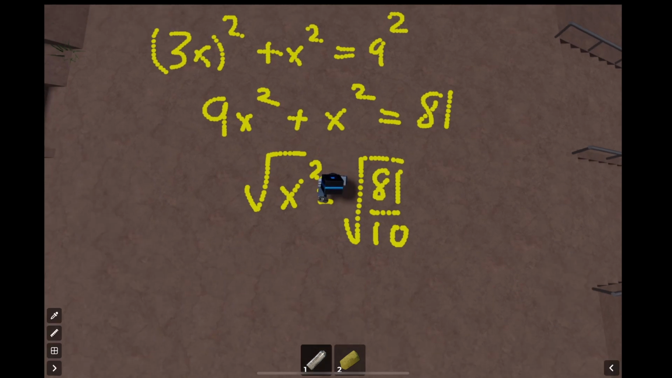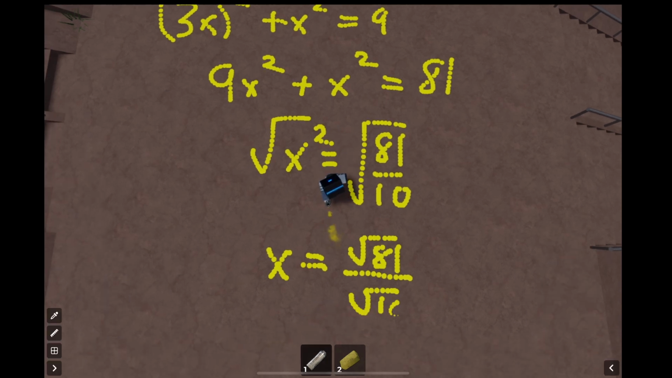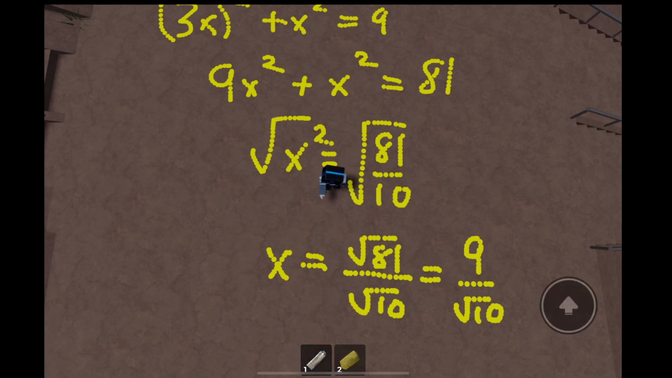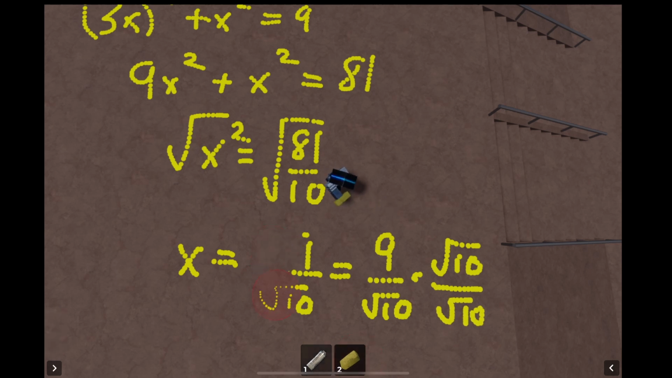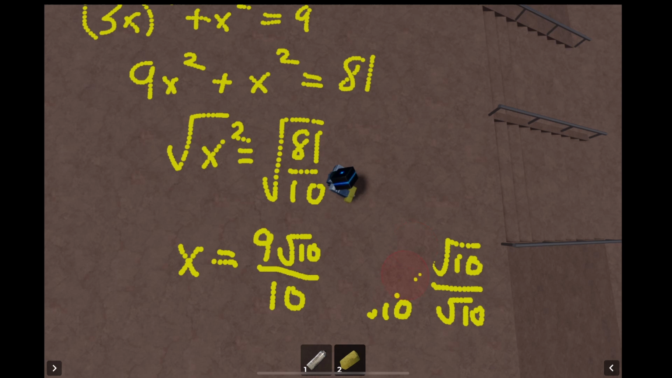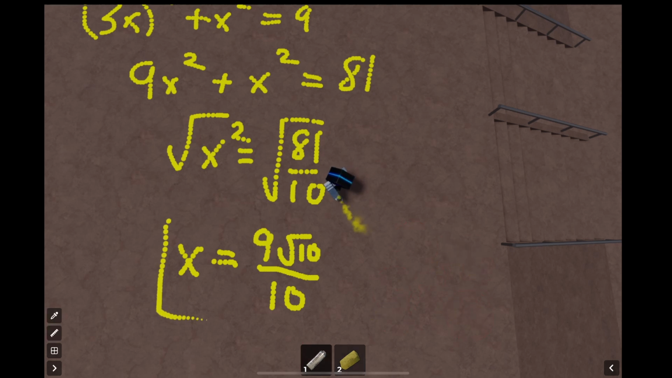And then if you do that, you'd have x is equal to the square root of 81 divided by the square root of 10. Or that's just 9 over the square root of 10. And then if you want to rationalize this denominator, multiply the top and the bottom by square root 10. And if you do that, you'll get 9 square root 10 for the numerator. And then square root of 10 times square root of 10 is just 10. So just like that, we've now solved for x. And that's one leg of the triangle.